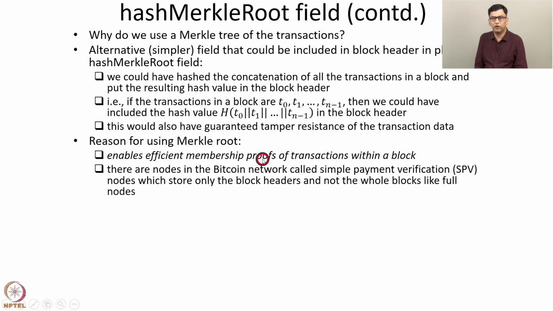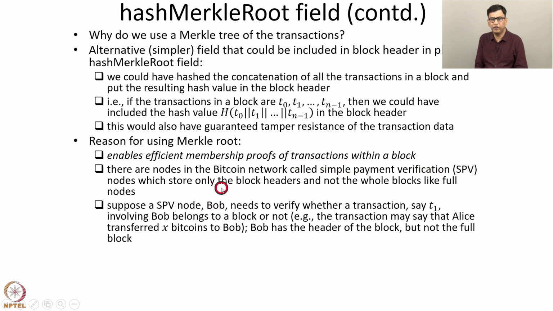There are some nodes in the Bitcoin network called simple payment verification nodes. Earlier we discussed that there are different kinds of nodes in a Bitcoin network. One kind are full nodes, which store the entire blocks. Another kind of nodes are simple payment verification or SPV nodes, which store only the block headers and not the full blocks like full nodes.